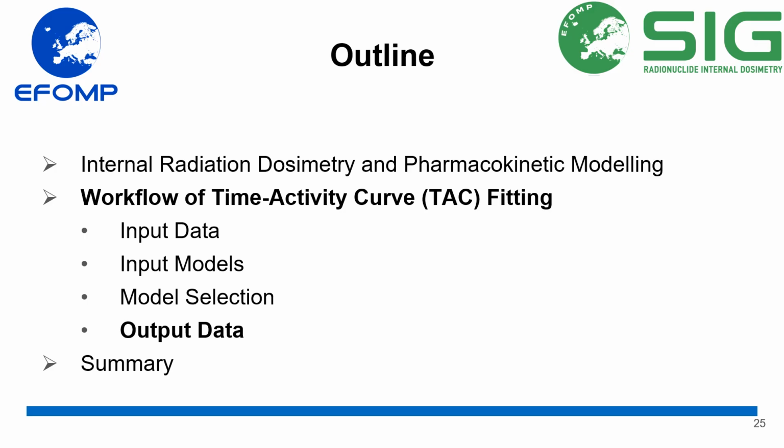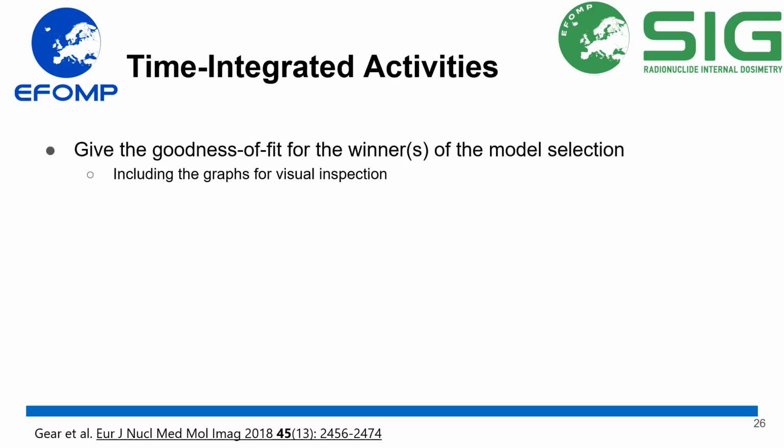Output data. Here I give the example for the time-integrated activities. Outputs for other measures should be presented analogously. To calculate the time-integrated activities, give the goodness of fit for the winners of the model selection, including the graphs for visual inspection.